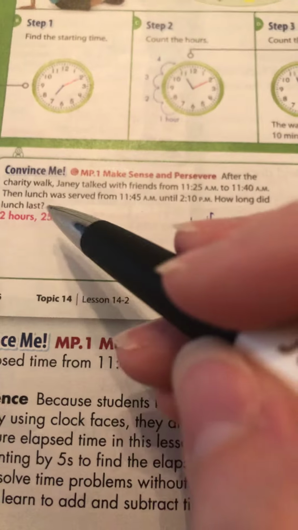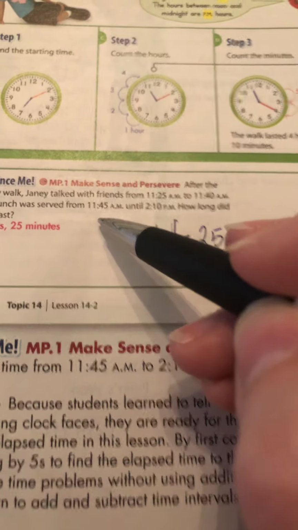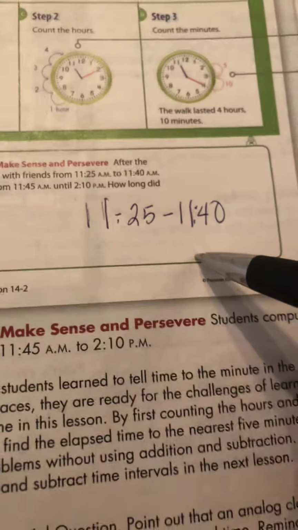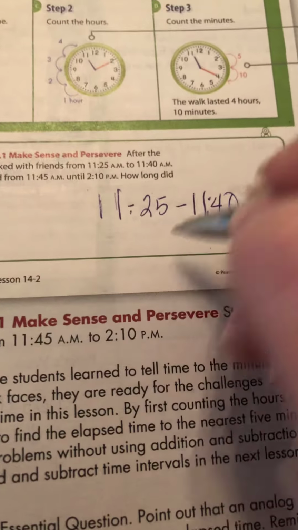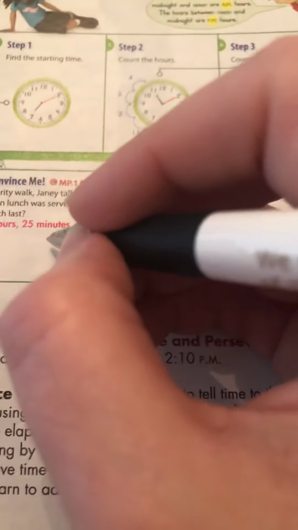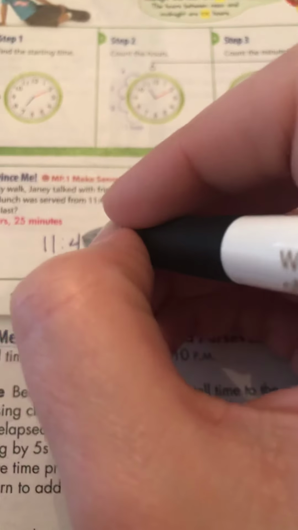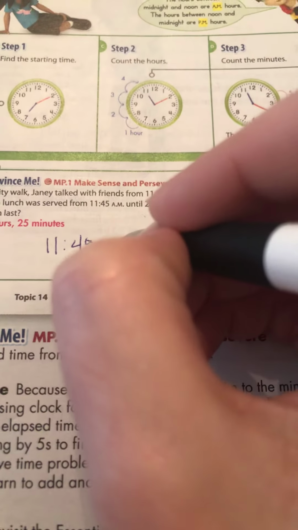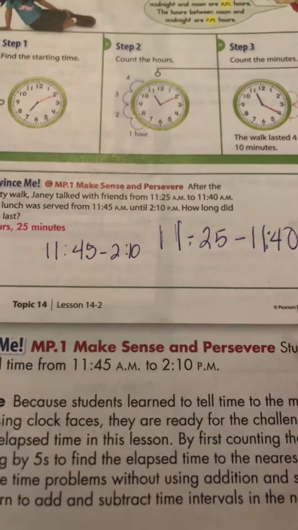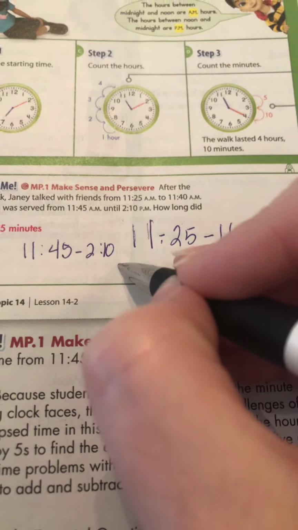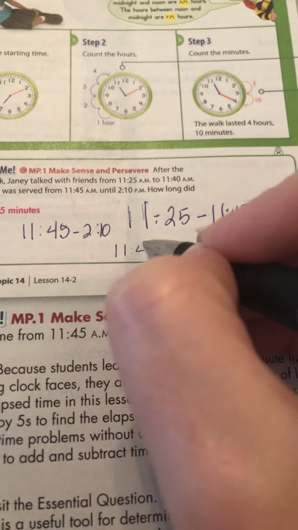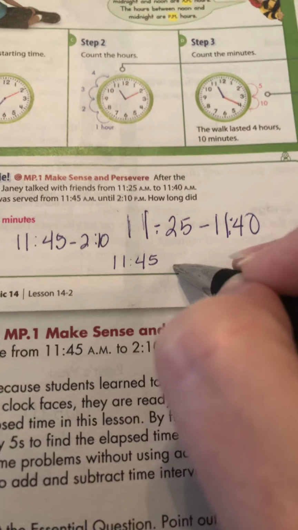Okay, and then it says lunch was served from 11:45 to 2:10. So I don't even need this right here, because this is when she wasn't even having lunch. Okay, so I would need to know 11:45 to 2:10. I like to do the hours first. Yes, Miss Katie's writing in her own book. So 11:45 to 12:45 is 1 hour.